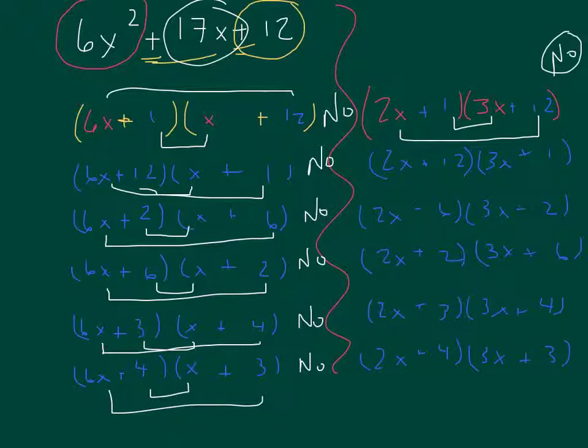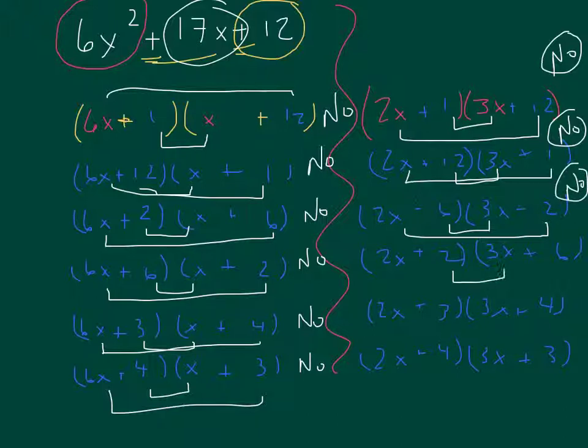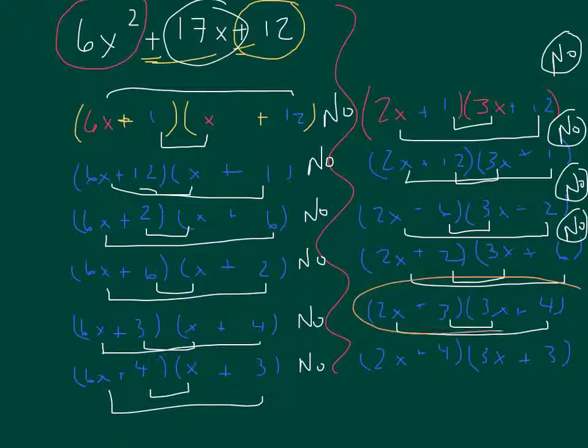I have 36x and 2x, so that's 38x. That's still another no. 18x and 4x, that's 22x. I have 6x and 12x. I have 18x again. So we're just staying really relaxed. And this is total luck about which one I'm going to get when. That's 9x and 8x. There's my 17x. So there is my answer. I know that this is the combination that gives me this trinomial.